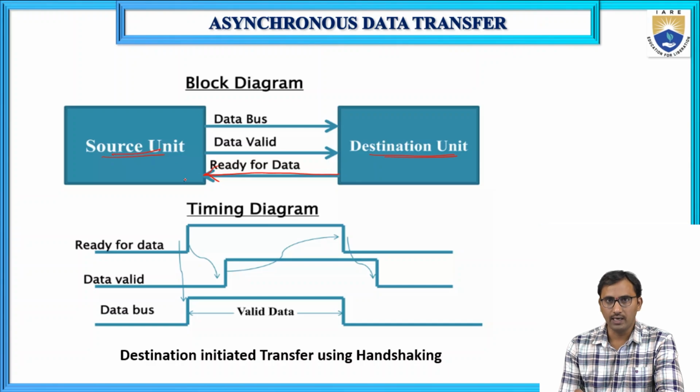Once the source unit receives this ready for data signal, the source unit will place data on the data bus. Then the source unit will initiate the data valid signal, so that whenever the destination unit receives the data valid signal, it will read the data from the data bus. So this is the second type of handshaking.